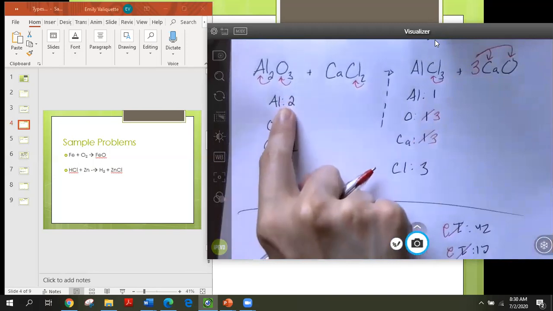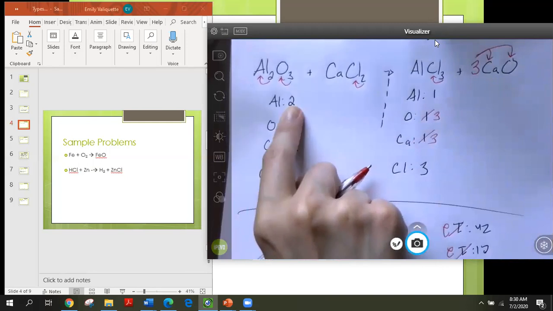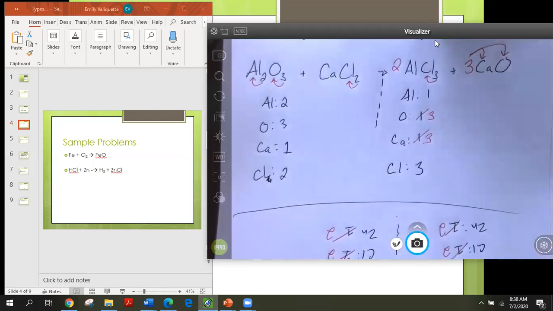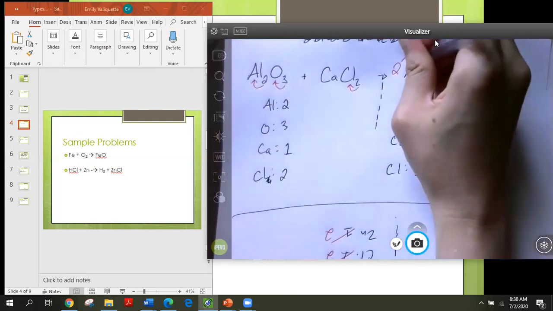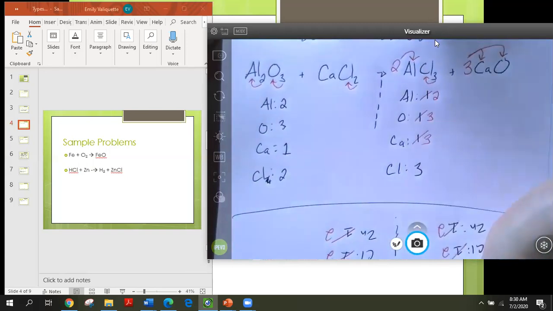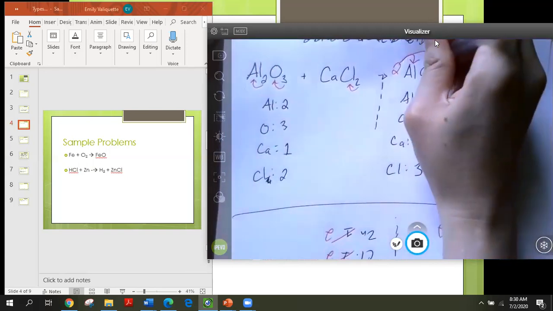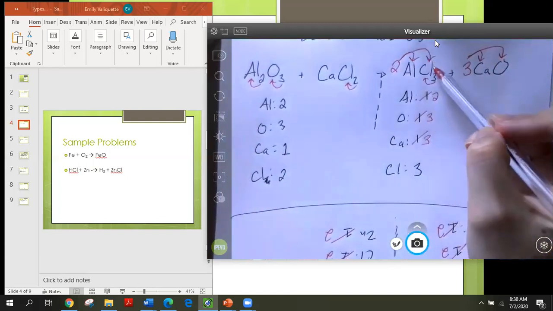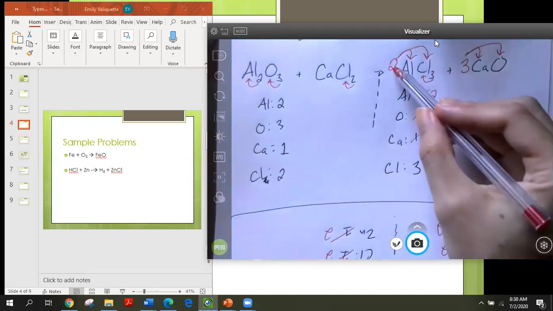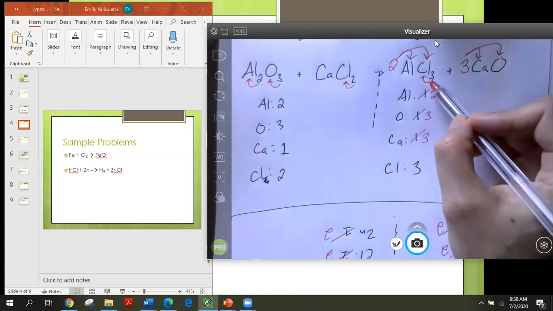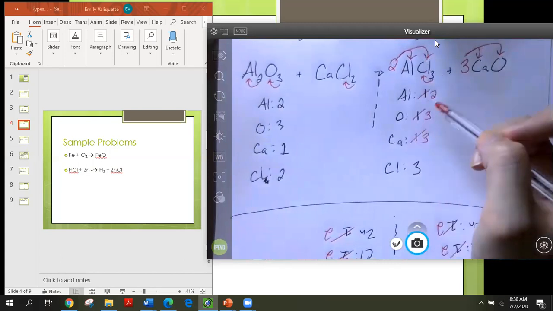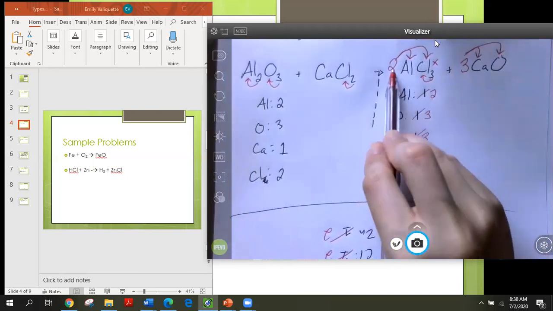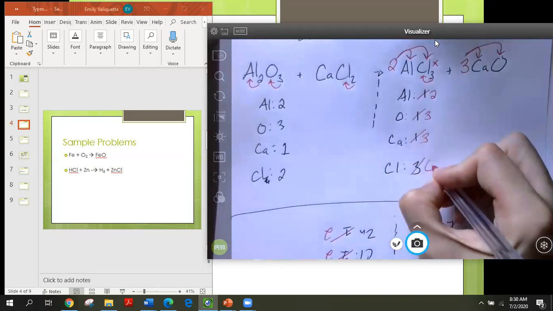We could also balance our aluminum, like I said. So right now I have 2 aluminum on this side. In order to get 2 aluminum on the other side, I need to put a 2 in front of the aluminum chloride, that will give me 2 aluminum, but that too also applies to my chlorine. And like I was saying previously, this multiplies in. So when I have a coefficient and a subscript both applying to an element like this, they get multiplied. So I end up with 2 times 3, which is 6 chlorine.